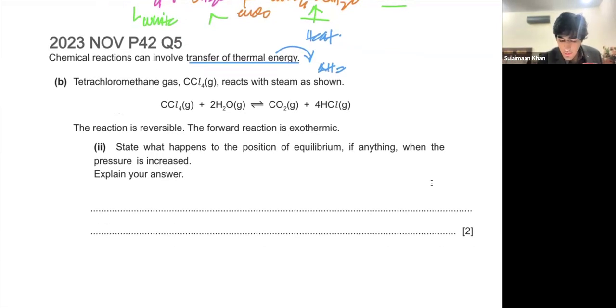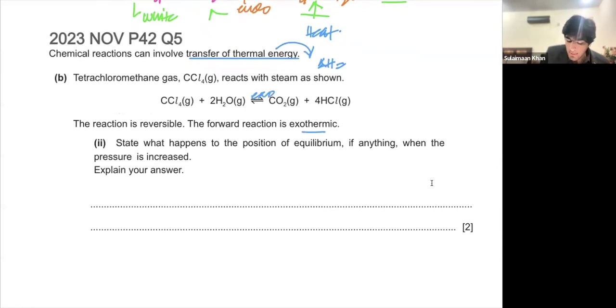Okay. So tetrachloromethane gas, CCl4, reacts with steam as shown. The reaction is reversible. The forward reaction is exo. So if the forward is exo, the backward is endo, obvious, right? It says, state what happens to the position of equilibrium, if anything, when the pressure is increased.